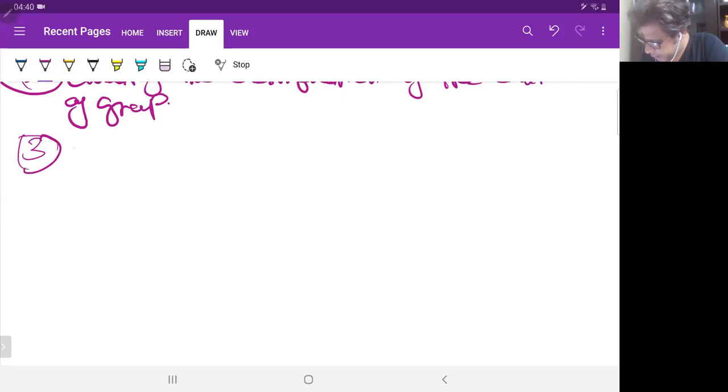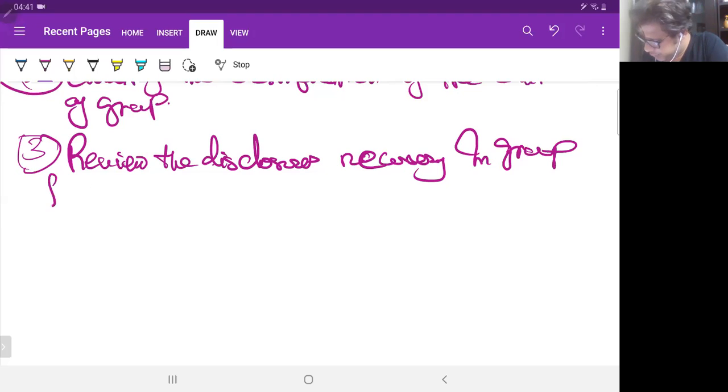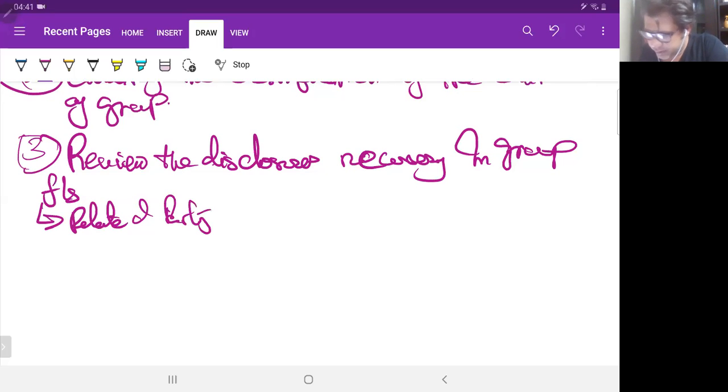Number three, review the disclosures necessary in group financial statements, such as related party disclosures or related party transactions and minority interests, etc.